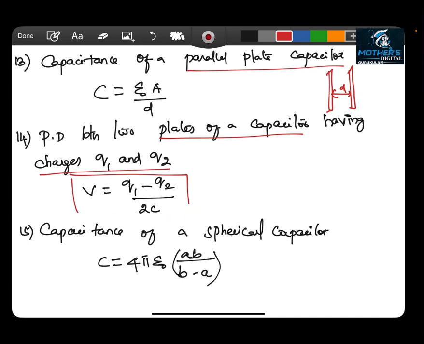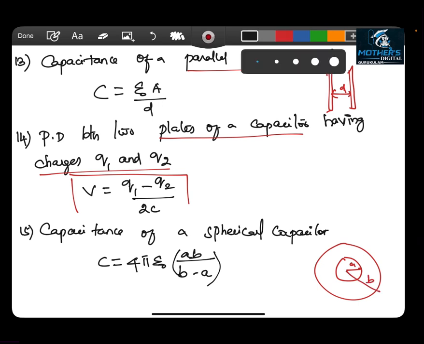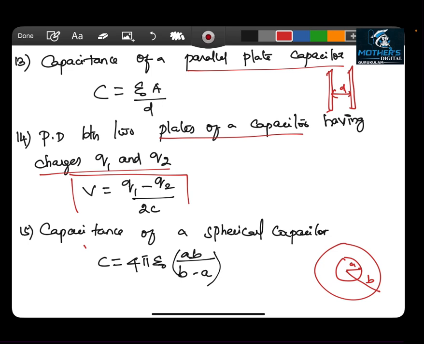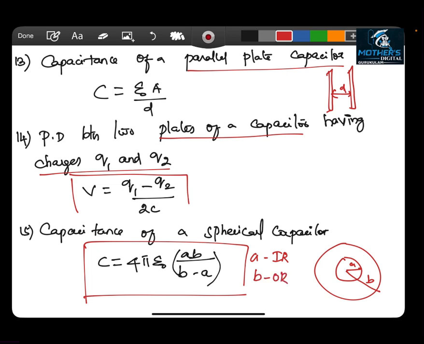So the next one, capacitance of a spherical capacitor. So imagine the spherical capacitor whose inner radius is A and outer radius is B. So C is given as 4 pi epsilon naught AB divided by B minus A, where A is your inner radius and B is your outer radius, which is measured in meter.